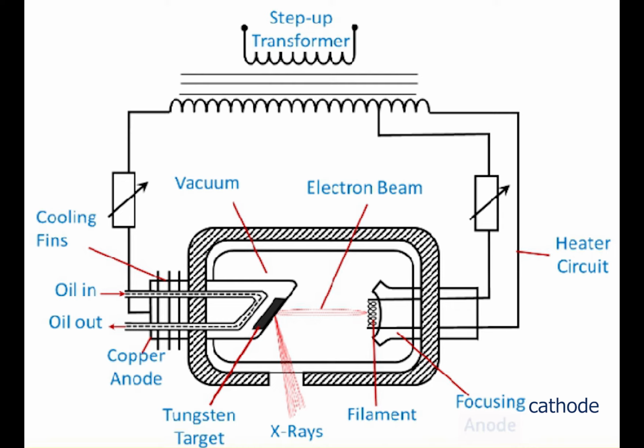The target is set at 45 degrees so as to direct the X-rays out of the tube through a window on the lead shield. The lead shield absorbs X-rays produced at unsuitable angles. The high voltage required is supplied from a step-up transformer.